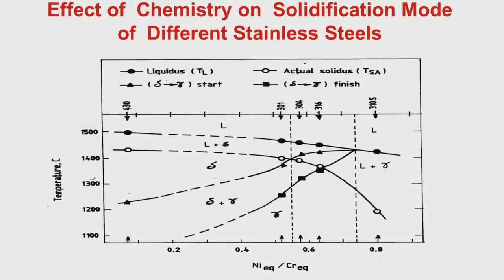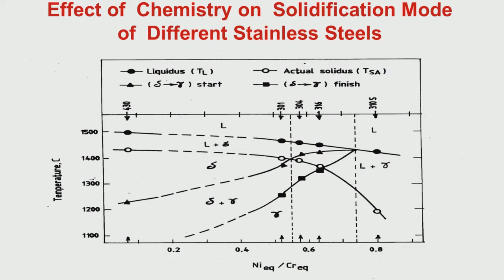Let us go to stainless steel. As I was telling, stainless steel has so much chromium and sometimes nickel that the normal iron carbon diagram cannot explain how the solidification will take place. So, what is important is to draw another diagram which will indicate the different phases.